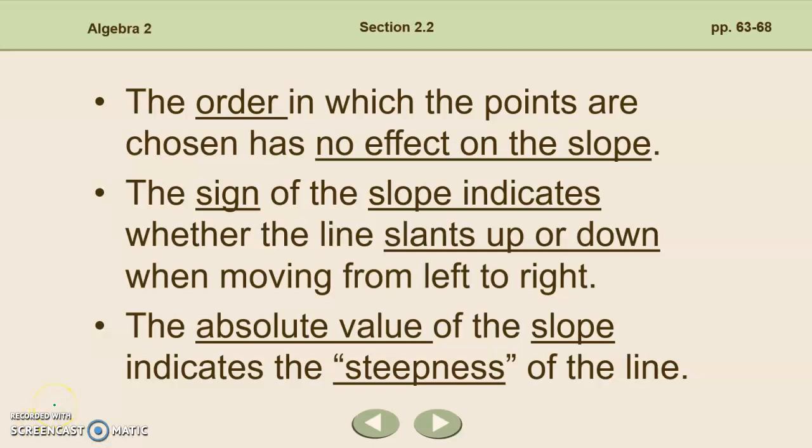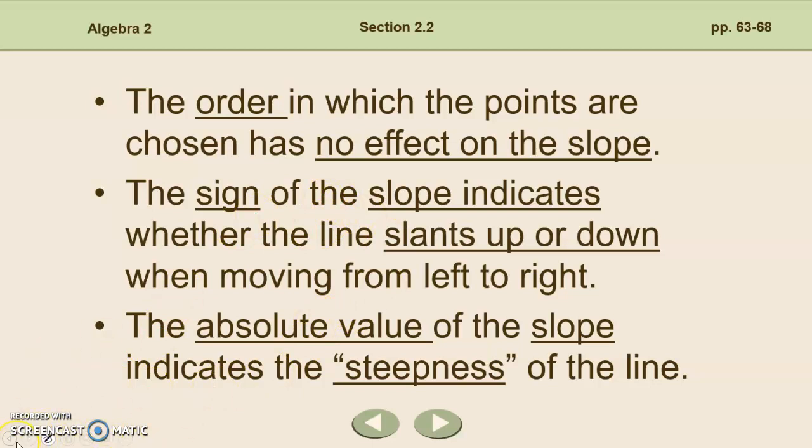The order in which the points are chosen has no effect on the slope. Remember, that's what I was saying. You can start with either set of coordinates first, as long as you do that consistently. If you start with your second ordered pair, then you need to do that for both the top and the bottom. The sign of the slope indicates whether the line slants up or down when moving from left to right.